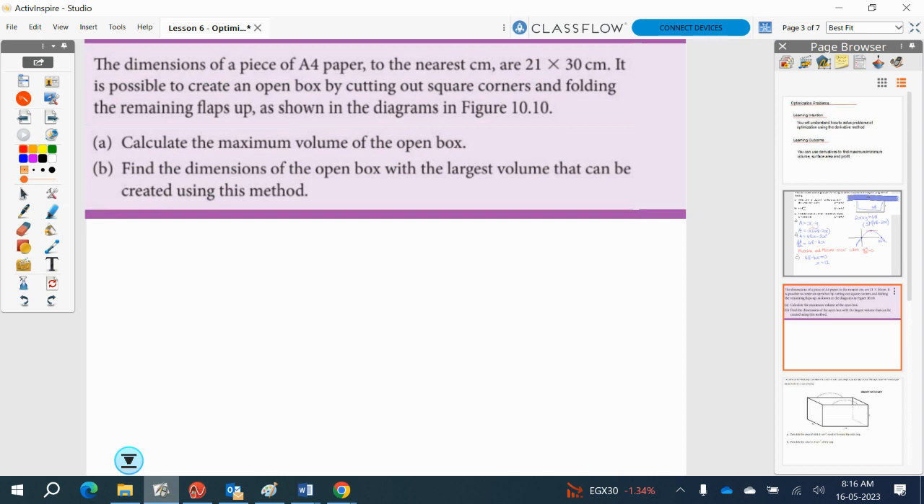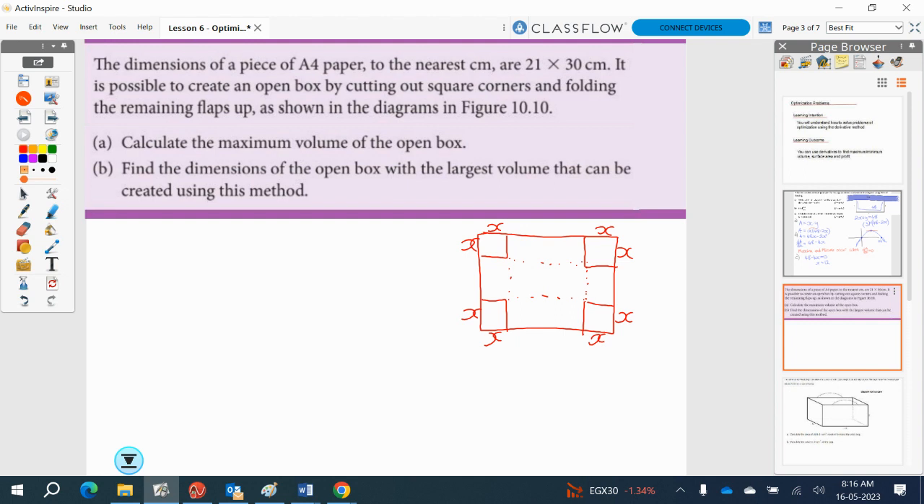So you get a rectangle like this one, and we cut out squares here. This is x, this is x, this is x, this is x, this is x, all the way around. That would be the base here in the center, that little rectangle on the base. These are the sides. Calculate the volume of the box.